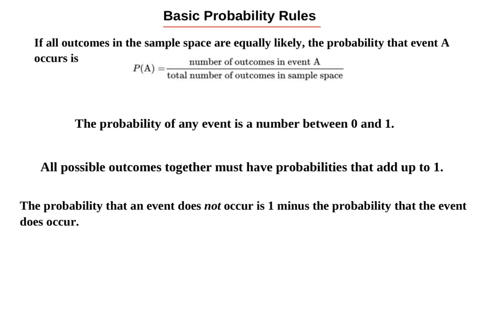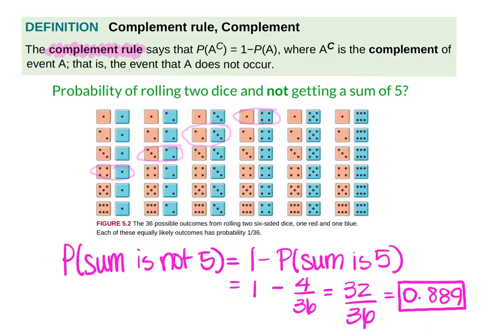Third, all possible outcomes together must have probabilities that add up to 1. Duh, 100% should add up to 100% of all the possible things that could happen. Last, the probability that an event does not occur is 1 minus the probability, or 100% minus the probability if it's a percentage, that the event does occur. In mathematics, we call that the complement rule.